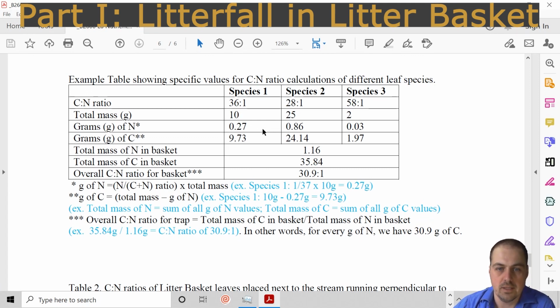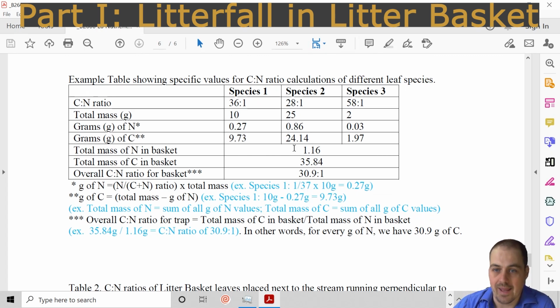So based on this ratio and this amount of leaves, we have 0.27 grams of nitrogen in our leaves. And then to get the grams of carbon, it's much easier. You just go 10 grams, because that's your total, minus your grams of nitrogen equals your grams of carbon. So we're only looking at 2 ratios. So if this is what you have for nitrogen, and this is your total, then it's pretty easy to get your grams carbon.